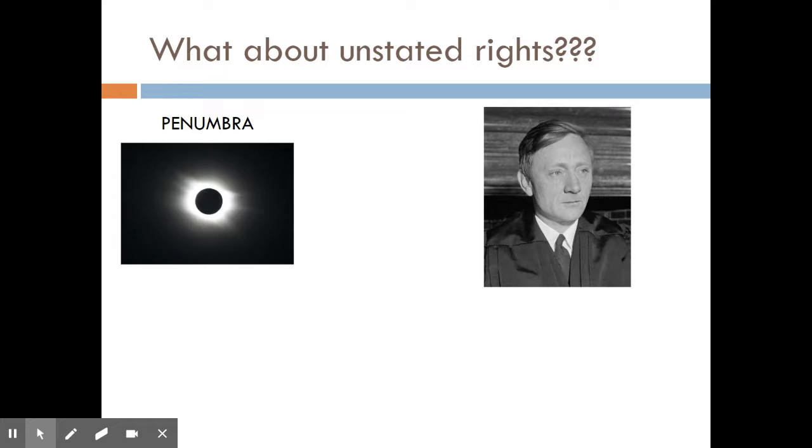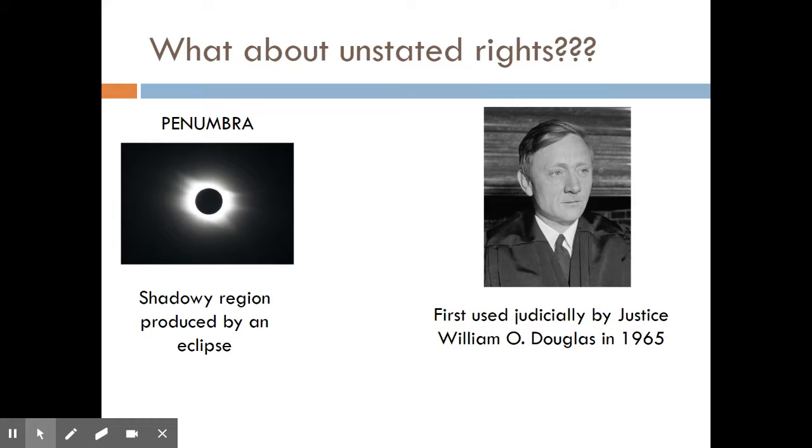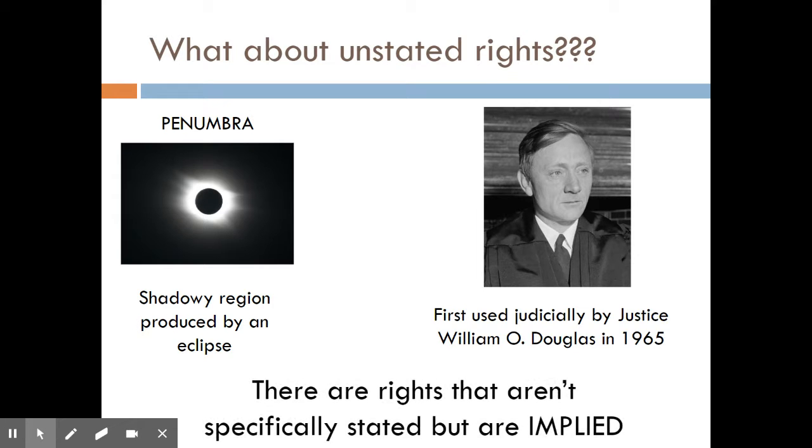So one of the terms that you should be familiar with is penumbra, which generally has a scientific application. It's sort of like the shadowy region produced by an eclipse. It was referenced legally by Justice William O. Douglas in a 1965 Supreme Court case, arguing that there are some rights that are not specifically mentioned in the Constitution, but are related to rights that are. So think about it almost like implied powers, but from a right standpoint.